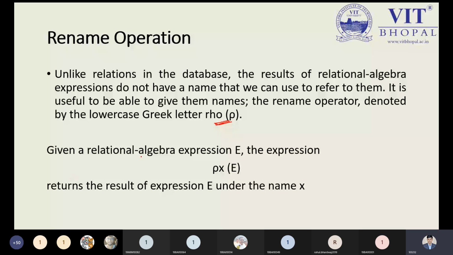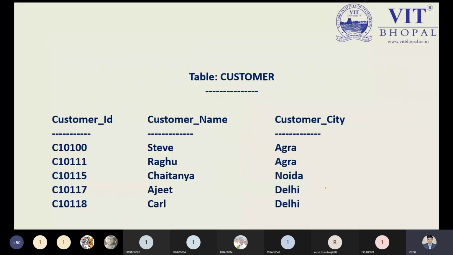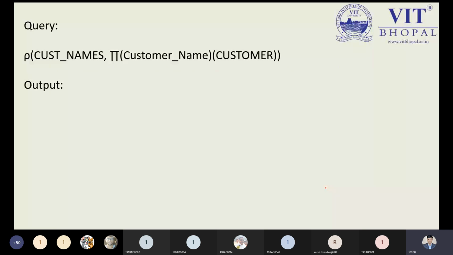Given a relational algebra expression E, which could be anything, in rho X, return the result of the expression E under the rename X. So how will it perform? Let me explain here. This is the customer table, and this is my query. Here we have two operations simultaneously: one is a rename, and the other is a project.